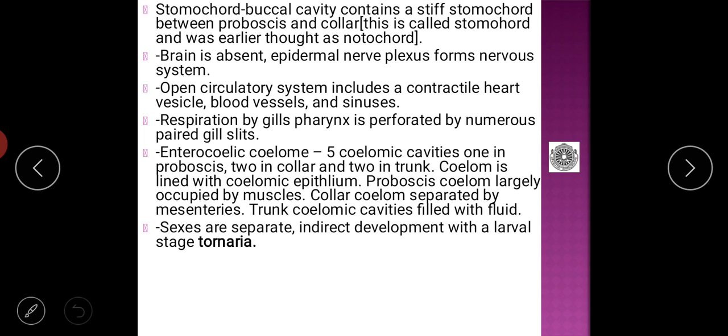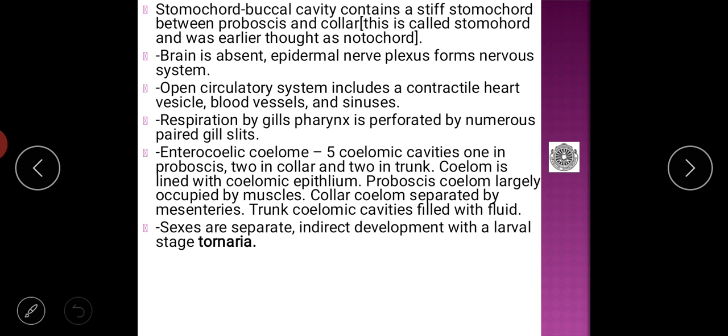Pharynx is perforated by numerous paired gill slits. The enterocoelic coelom has 5 coelomic cavities, that is 1 in proboscis, 2 in collar and 2 in trunk. Coelom is lined with coelomic epithelium. Proboscis coelom is largely occupied by muscles, whereas the collar coelom is separated by partition walls called mesenteries. That is what you can make out in the coelom part of the collar. I will show you that slide at a later part of this discussion. The trunk coelomic cavities are filled with fluid.